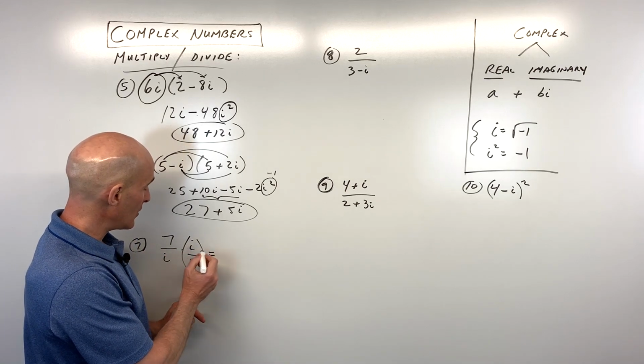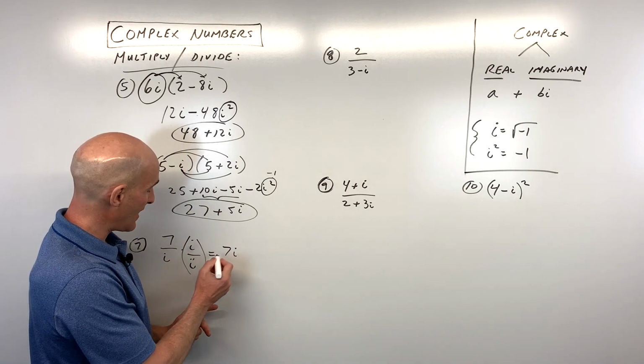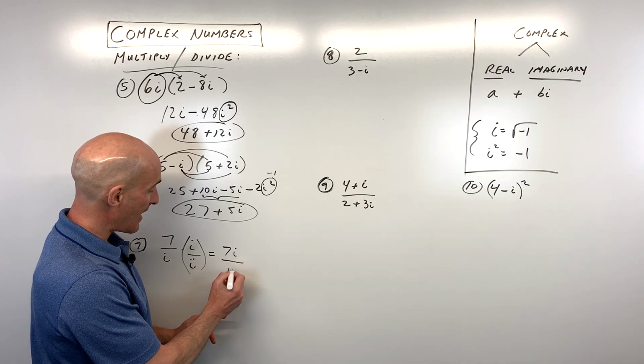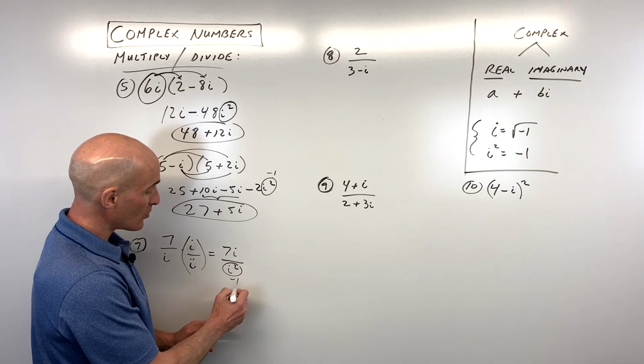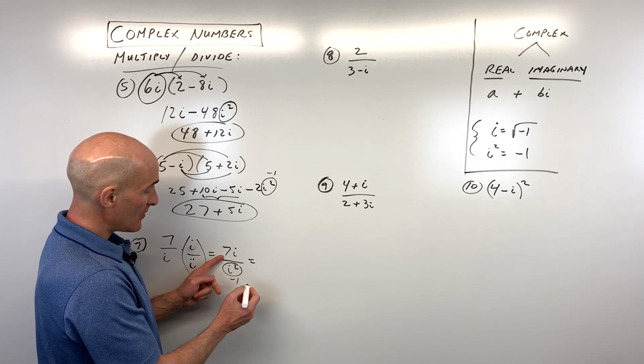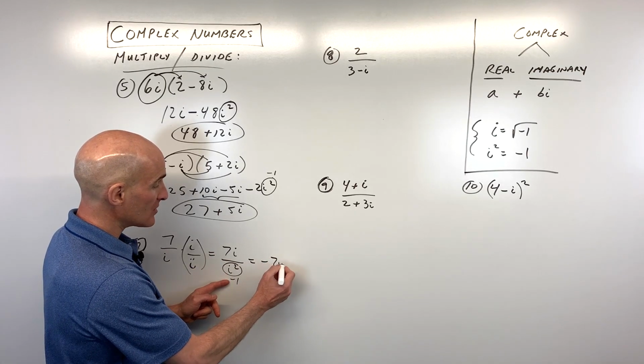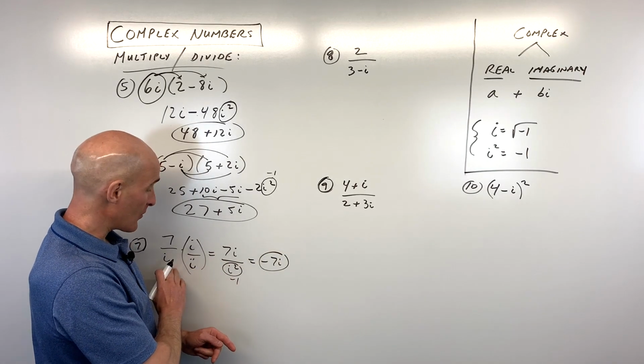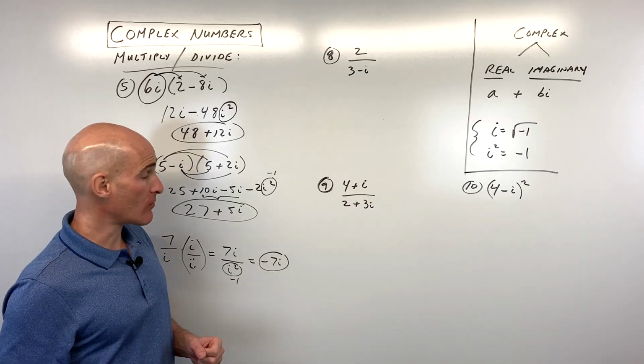It's just going to change the way that it looks. So 7 times i is 7i. i times i is i squared. But we know i squared is negative 1. So this becomes 7i divided by negative 1, or negative 7i. And we've gotten rid of that i in the denominator, which is considered improper.